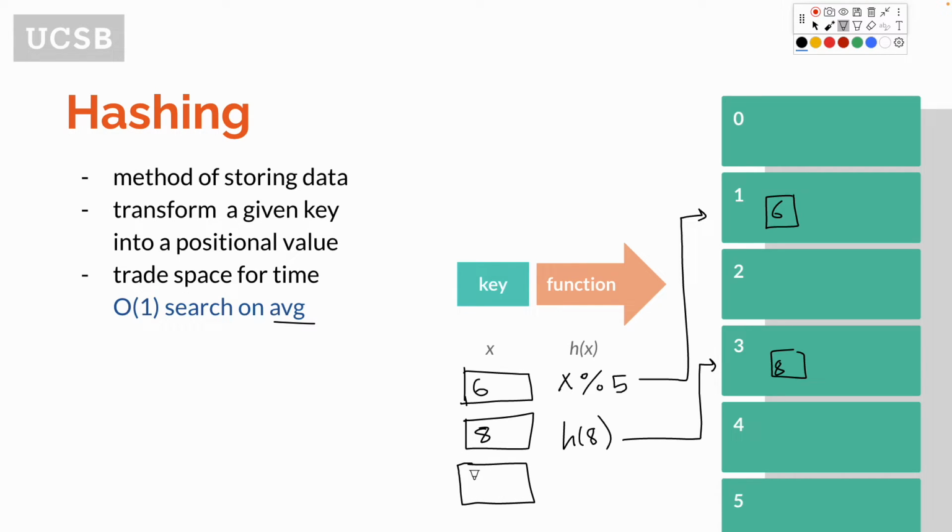Suppose we have an element with key 11, and h of 11 is 1, because when you divide by 5, you get 2, remainder 1. And you can see that's already been occupied by this element with key 6. So solving this problem is what we're going to be doing today with chained hashing.